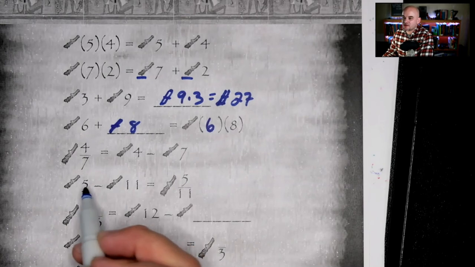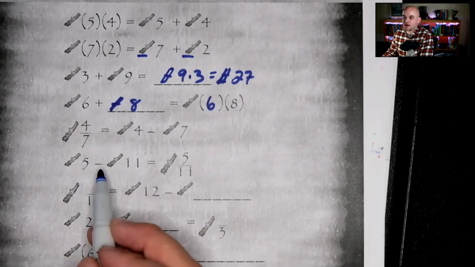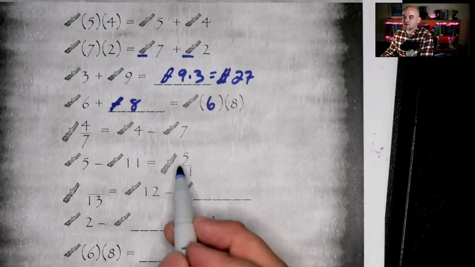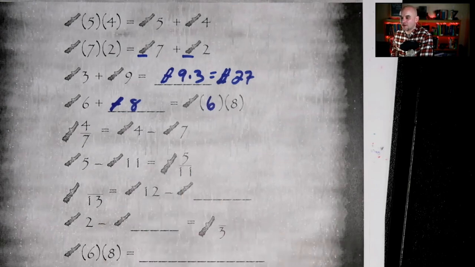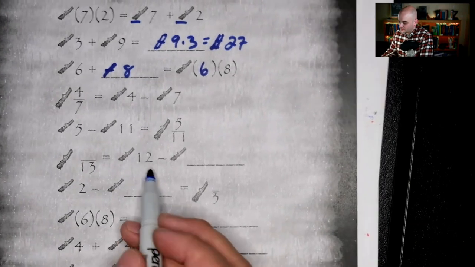Well, what if we said subtraction first? Well, if we had bacon of 5 minus bacon 11, we can combine that and make it the bacon of 5 over 11. Let's see if we can fill out these blanks based on that.